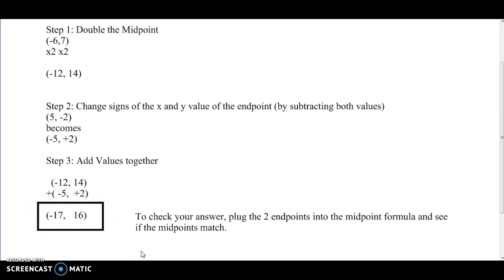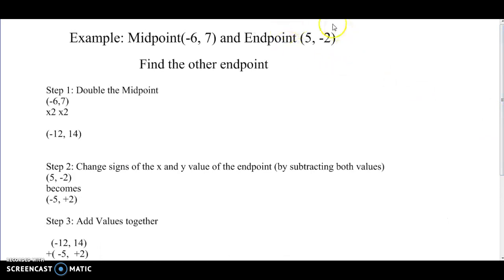And if you want to check your answer, you would use that endpoint that you just solved for and the original endpoint, and you would plug it into the midpoint formula. So you'd add the two x's, divide by 2, add the two y's, divide by 2, and that should give you your midpoint.